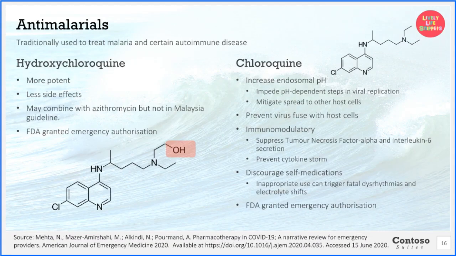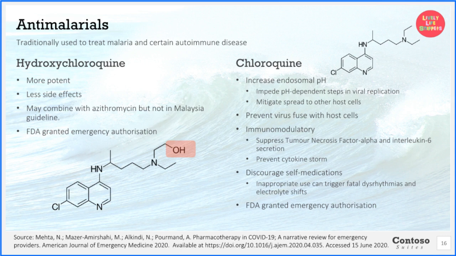The first group of pharmacotherapies used in COVID-19 is antimalarials. They are used traditionally to treat malaria and certain autoimmune diseases. Hydroxychloroquine has an additional hydroxyl group added, highlighted in the red rectangle as shown in the slide. This slight modification renders hydroxychloroquine more potent and with fewer side effects than chloroquine. Hydroxychloroquine may be combined with azithromycin, but this use is not recommended in the Malaysian guideline.